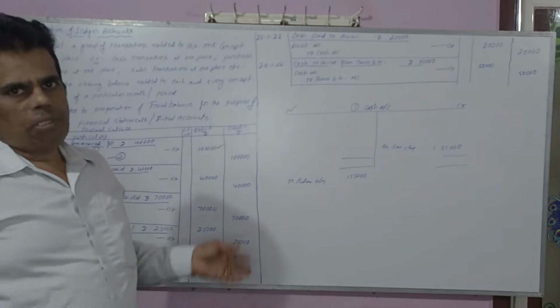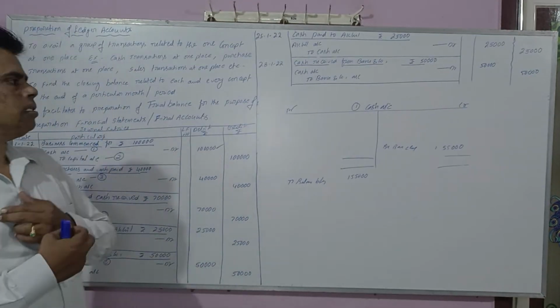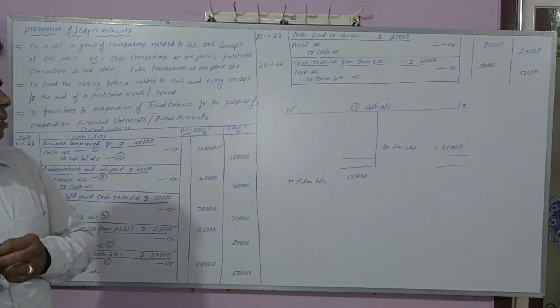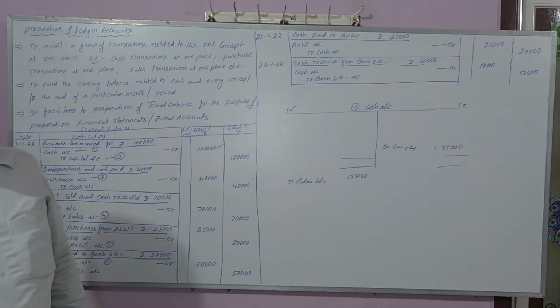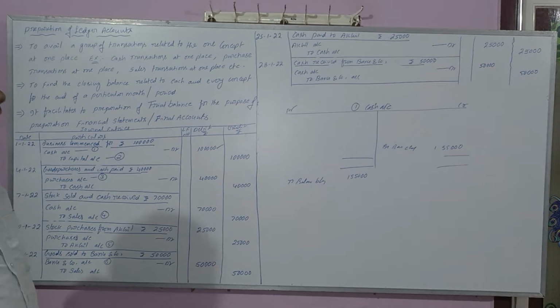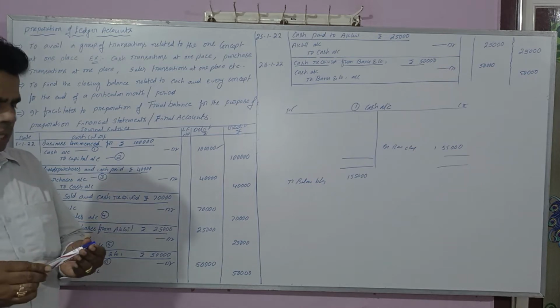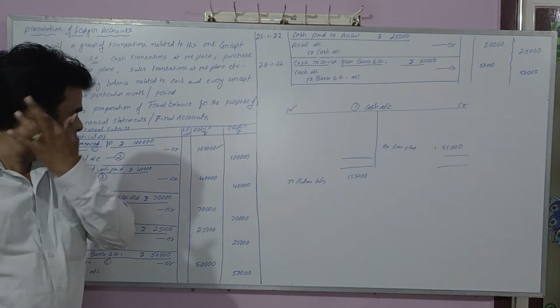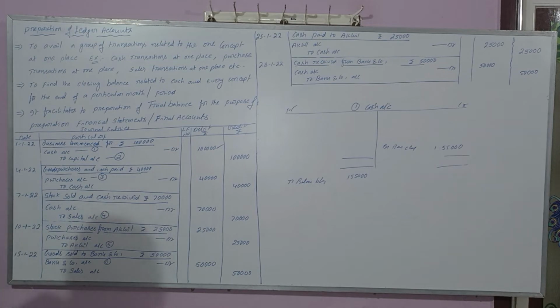So, this class is a continuation of the previous class. In the previous class, we completed preparation of the cash account. Then, as per the general entries, we are required to prepare 6 ledgers: one cash account, second capital account, purchase account, like that. 6 ledger accounts need to be completed.